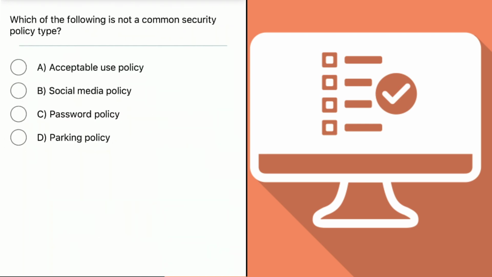Alright, let's go to the next question. Which of the following is not a common security policy type? A. Acceptable use policy. B. Social media policy. C. Password policy. D. Parking policy. Alright, if you choose parking policy, you're correct.